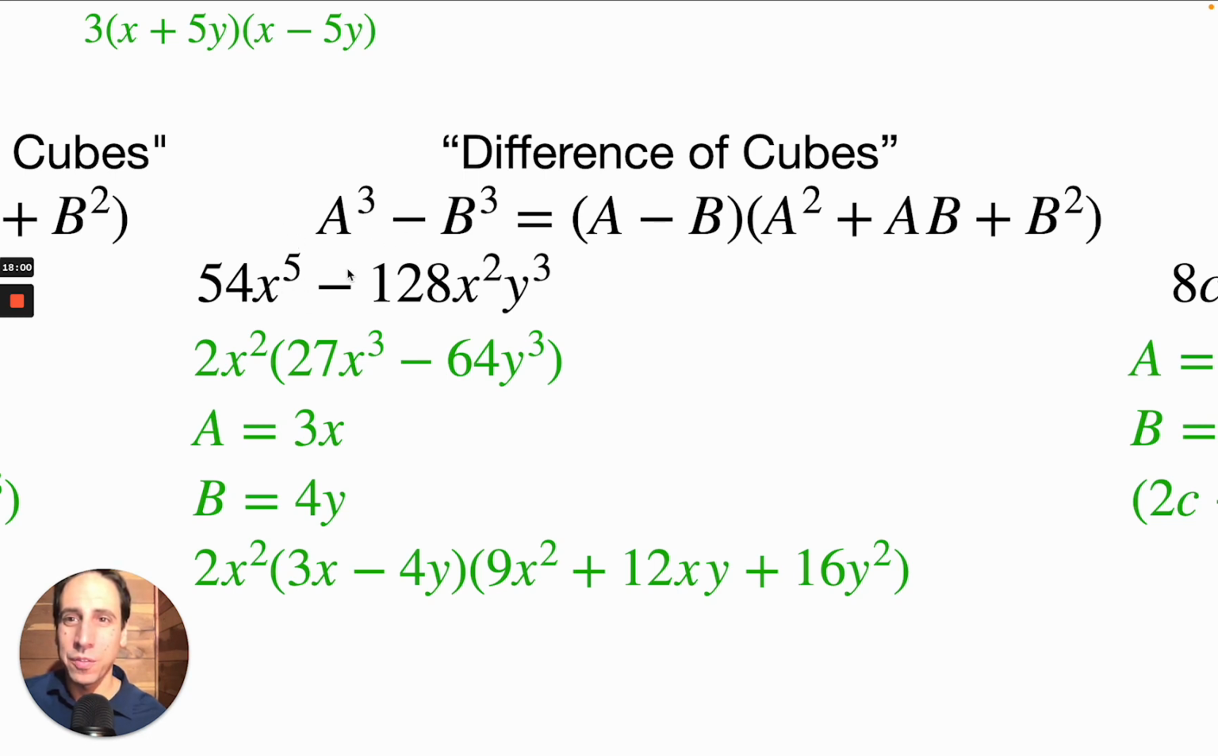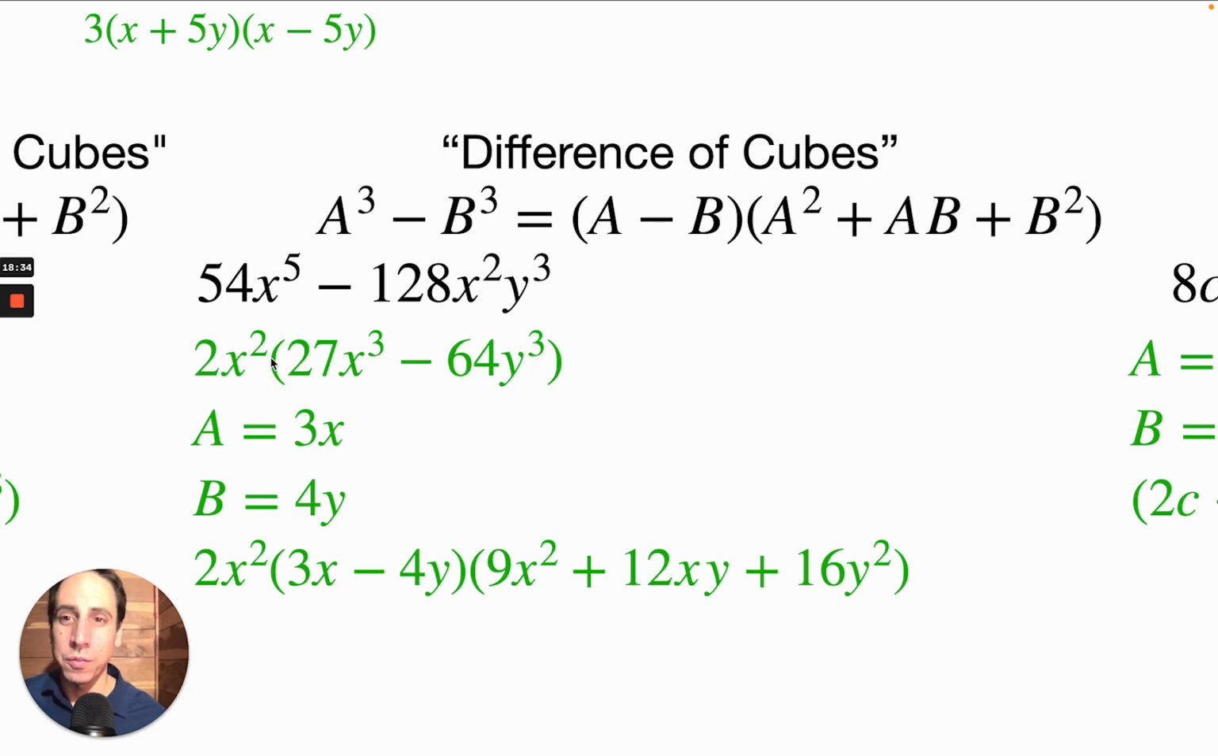I see a 54 and an x to the 5th. I see 128 x squared. Wait a minute, I think there's a greatest common factor we can factor out first. These are both even, so we factor out a 2, but I don't think we can factor out anything more. And then x to the 5th and x squared, we can factor out an x squared. So 2x squared is the greatest common factor. 2x squared times what gives you 54x to the 5th? 27x cubed. And then 128 x squared y cubed, divided by 2x squared, is going to be 64y cubed.